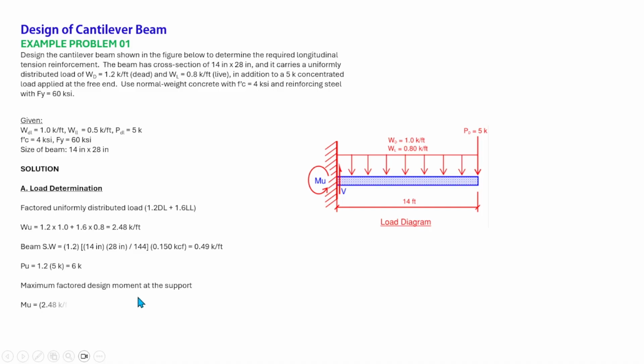The maximum factored design moment at the support, by summing moments at the face of the support at the cantilever end, is equal to 2.48 kip per foot, which is coming from here, plus 0.49 kip per foot, the self-weight of the beam, times 14 feet squared over 2, plus 6 kip times 14 feet, which is the moment arm of the concentrated load from the free end to the support of the cantilever beam. The total is 375 kip-foot.